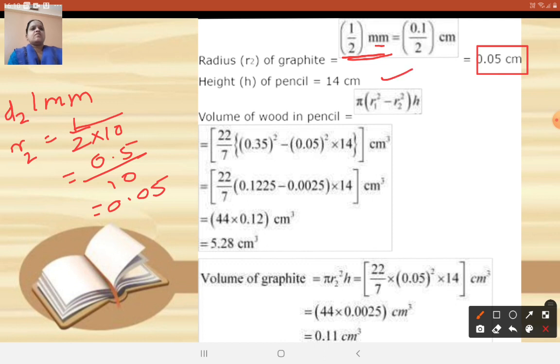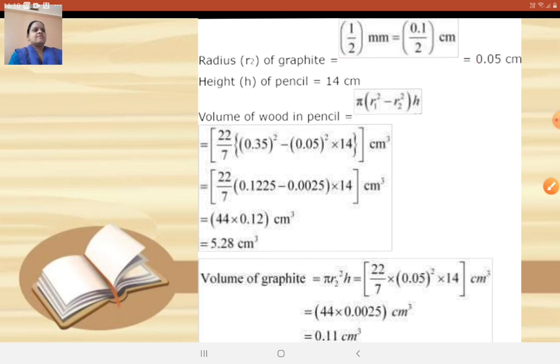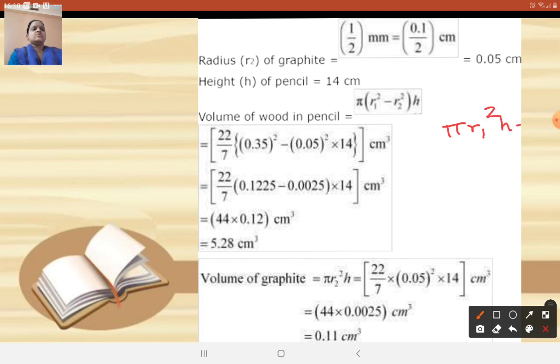Now, how to find the volume of the wood of a pencil? Only of the wood. So that means we have to find the volume of the pencil minus volume of graphite. So volume of the pencil will be pi r1 square h minus volume of the graphite, because we are finding only of wood. So it will become pi r2 square h.